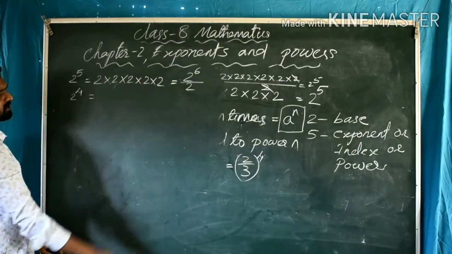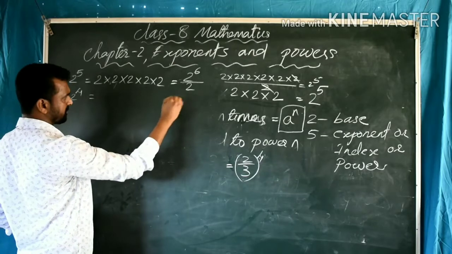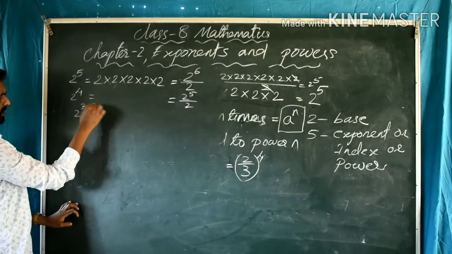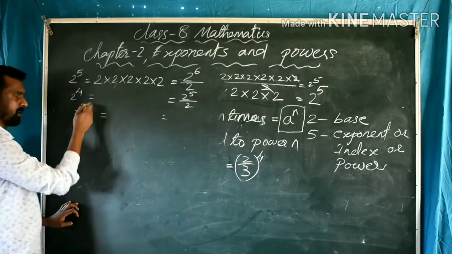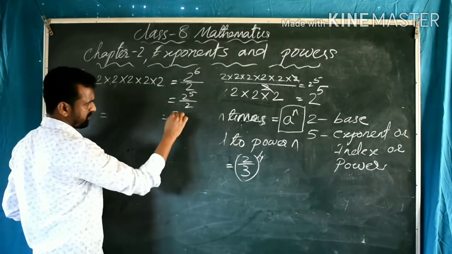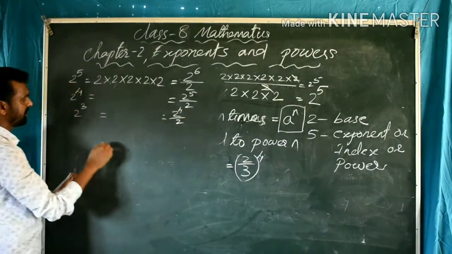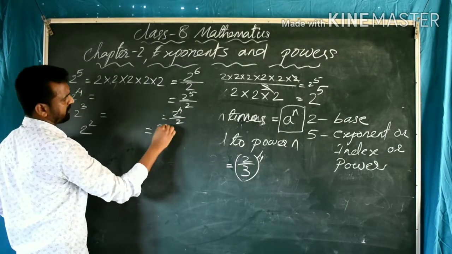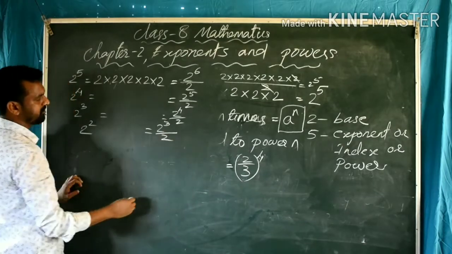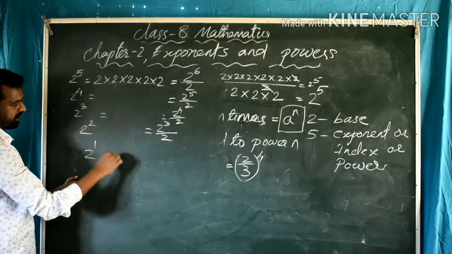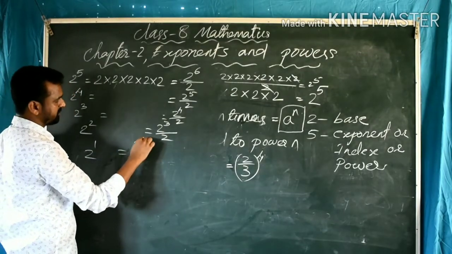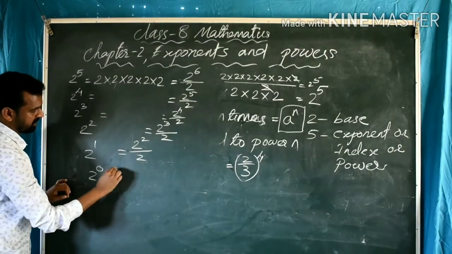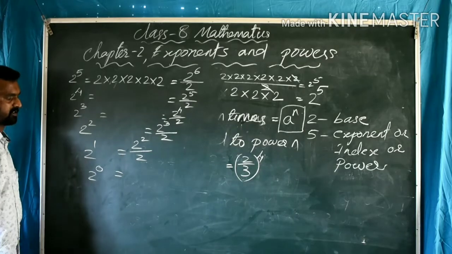If you are writing as it is, then it will come 2 raised to 5 divided by 2. 2 raised to 3, it will come, 2 is multiplying 3 times, then it will come 2 raised to 4 divided by 2. 2 raised to 2 is equal to 2 raised to 3 divided by 2. 2 raised to 1 is 2 raised to 2 divided by 2.